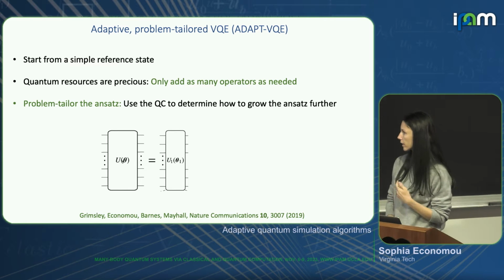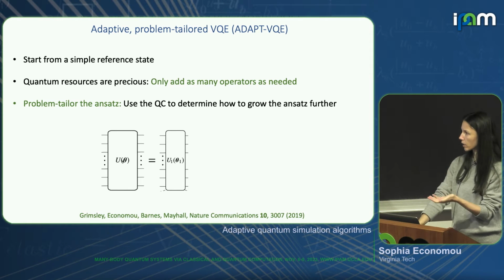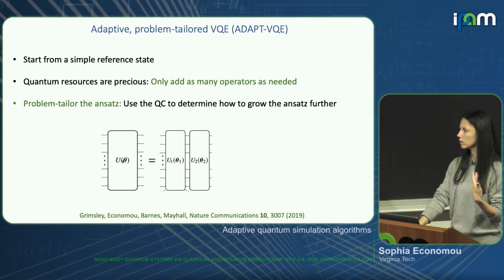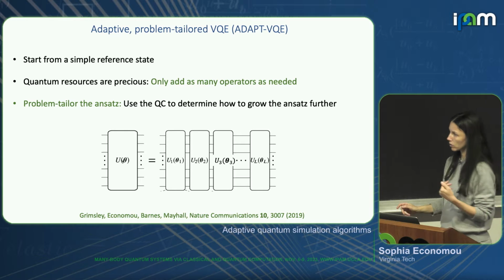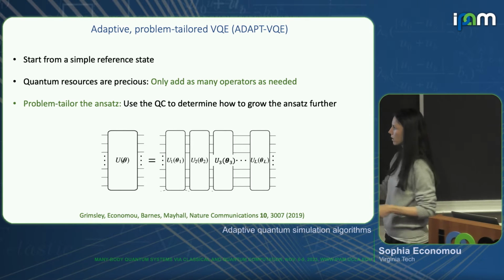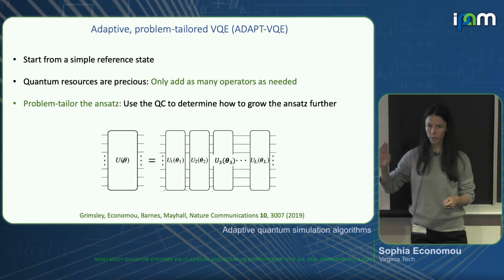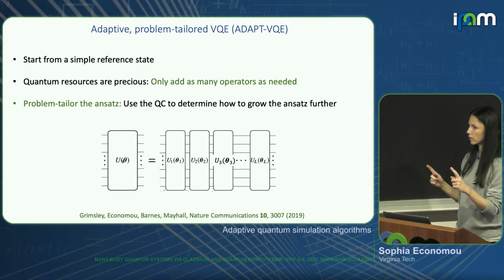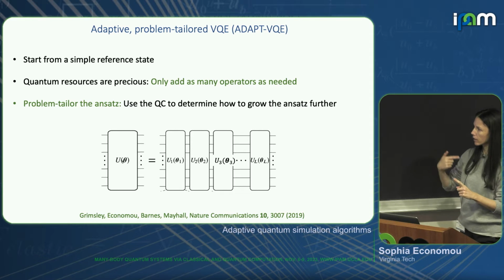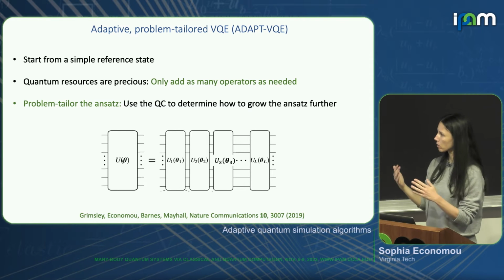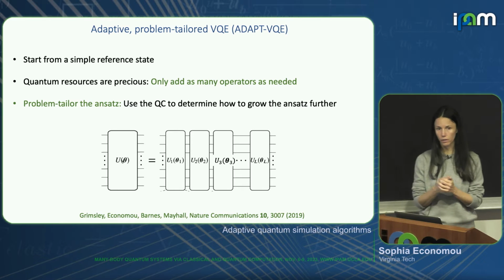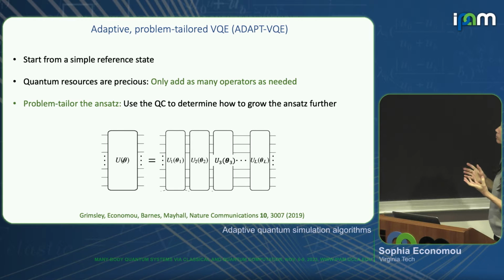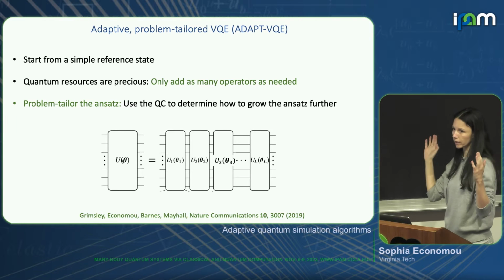Because your quantum resources are precious, meaning your circuit depth should not be too long, just add as many operators as you need. That will be problem tailored by construction, because you're growing your ansatz depending on the outcomes of measurements you're making on your quantum computer with respect to the Hamiltonian you're interested in. Schematically, it looks like this. You start off with something very shallow, just one unitary operator, and then you add another one, etc. These still carry optimization parameters, so you also optimize as you go along. I'll make this more precise in a moment. But the idea is that you don't only vary and optimize the parameters, you also vary the circuit itself. So it's a very simple idea. The question is, how do you actually implement this?